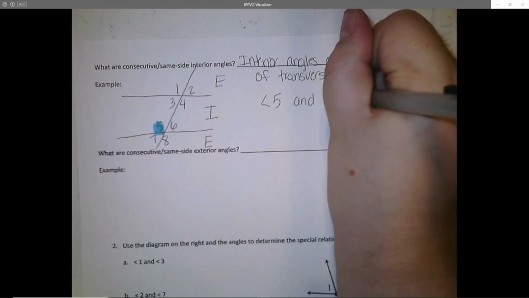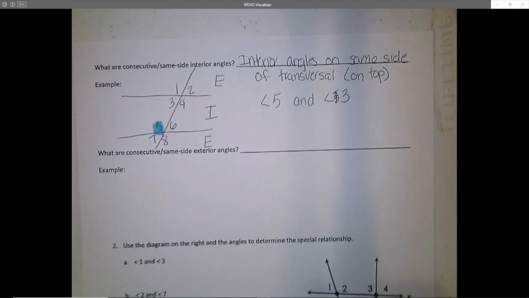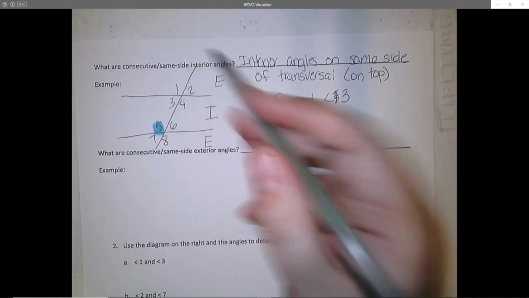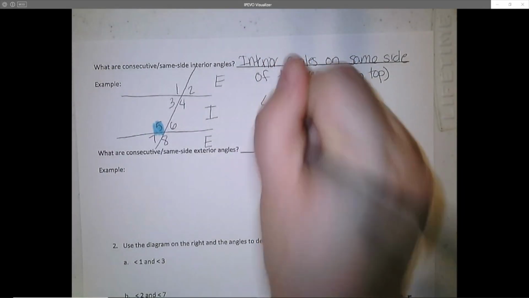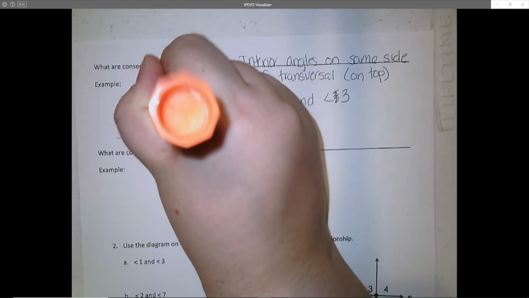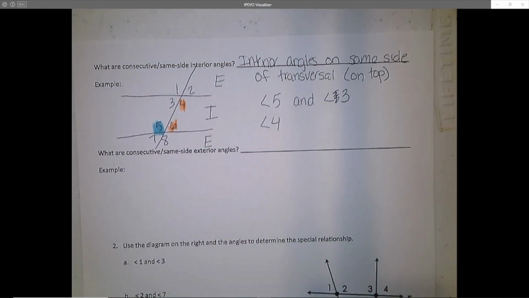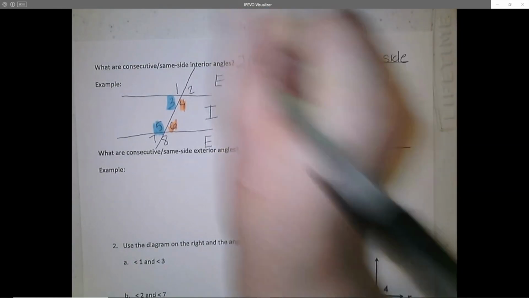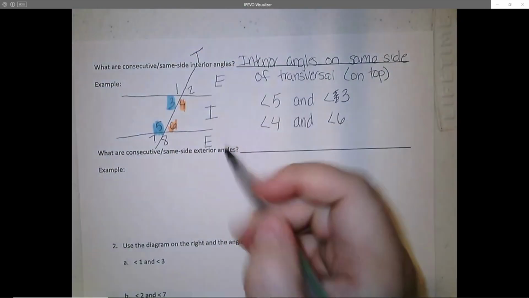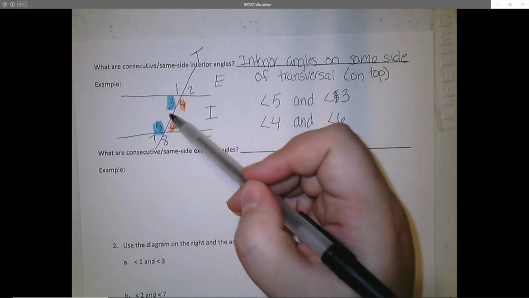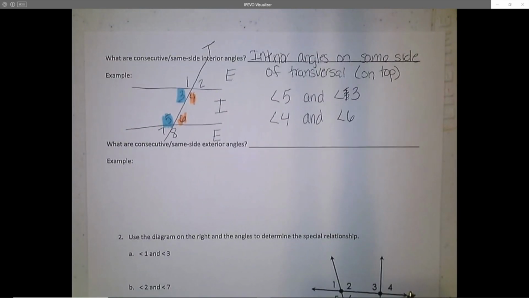Angle 5 and angle 1. Oh, not angle 1, angle 3, sorry. Those are my interior angles. They're on top of each other. Okay, then if I look and say angle 4, angle 4 and angle 6 would be on top of each other. They are both inside. Notice they don't cross over the transversal. On the right-hand side of the transversal is 4 and 6. Left-hand side is 3 and 5.